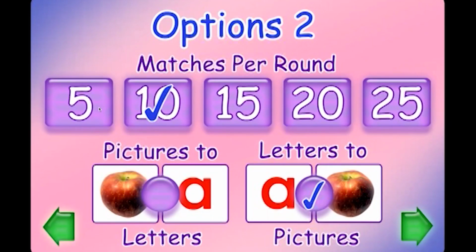How many matches per round? In other words, how many different sound scenarios are they going to give you per round? So you can choose 5, 10, all the way up to 25. And then you have pictures to letters option, or you have letters to pictures. If you pick the letters to pictures, what you'll get is the sound of the letters, and then it will show you a picture. So let's go ahead and do that.